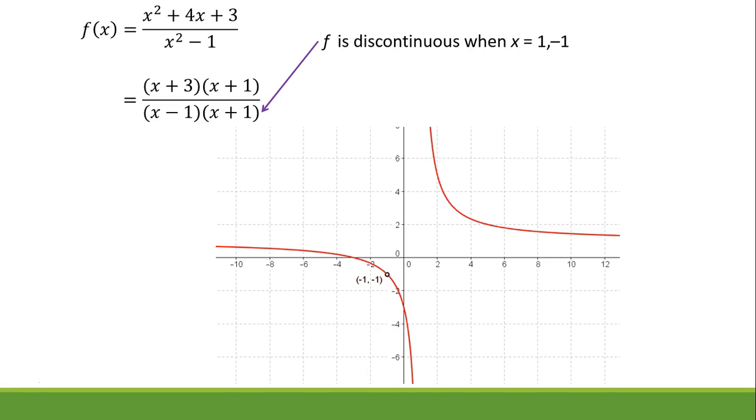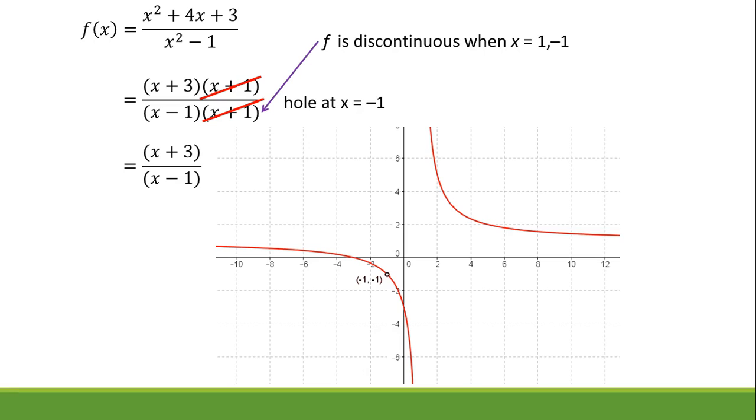Now the next question is, what kind of discontinuities are those? And to determine that, we're going to simplify the fraction by canceling out that common factor of x plus 1. And we'll look at this simplified form of the fraction. Now the factor that canceled in the numerator and denominator is important because it tells us where we have a hole in the graph. That's called a removable discontinuity because by canceling out that common factor, we were able to remove that factor from our original function.